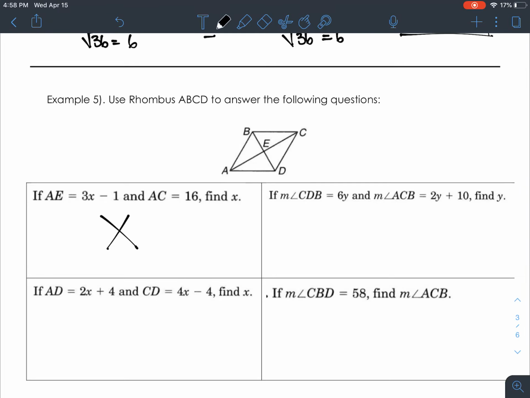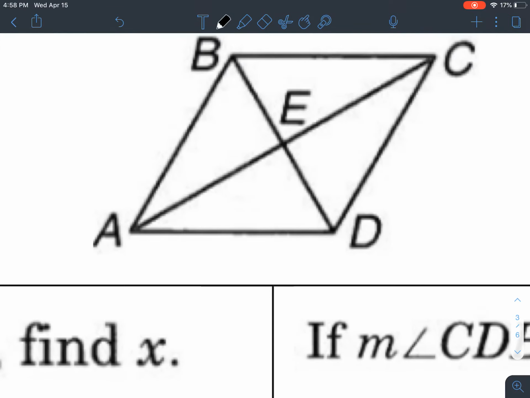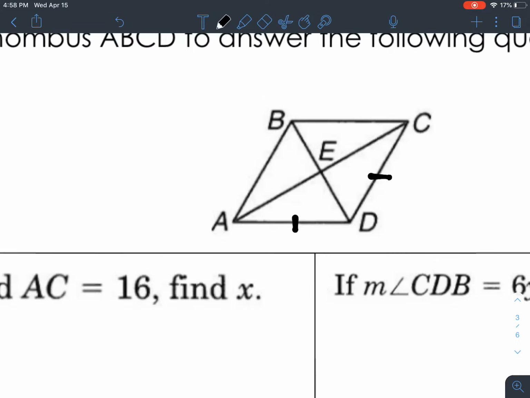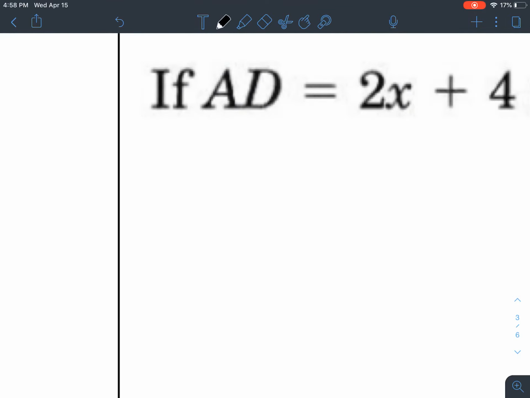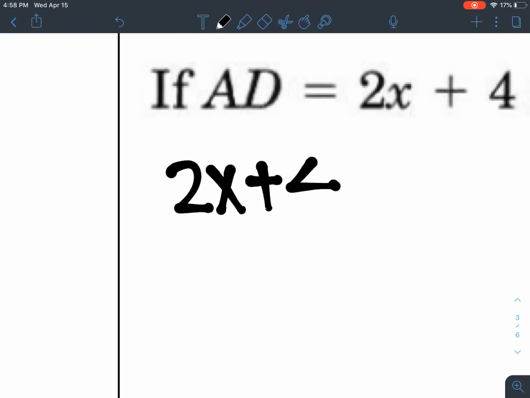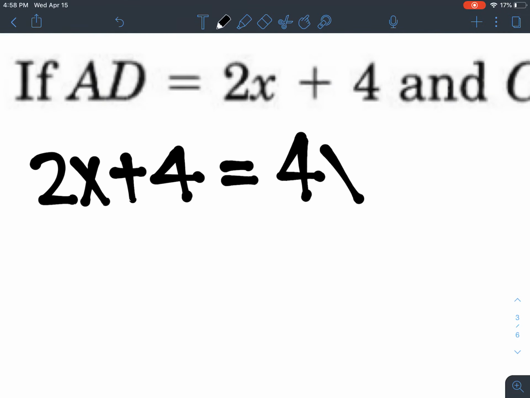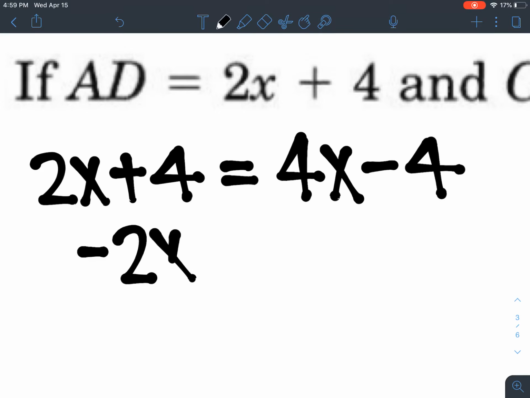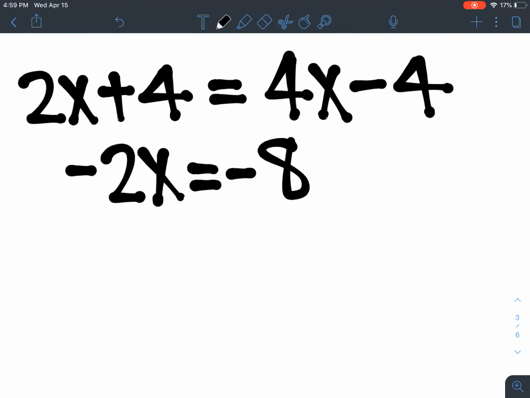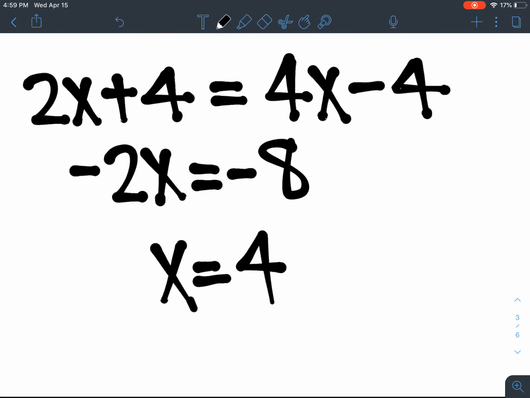If you look at this one, it says you're given AD is 2x plus 4 and CD is 4x minus 4. So you're given this side and this side. Well, what do we know about the sides of a rhombus? We know that all four of them have to be congruent, right? So I'm going to set 2x plus 4 equal to 4x minus 4. And then solving, I'm going to subtract the 4x, subtract the 4. So I'm going to get negative 2x is equal to negative 8, which means x is equal to 4.